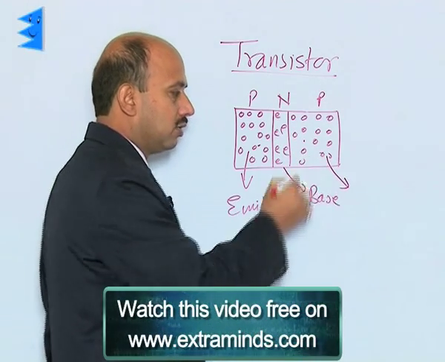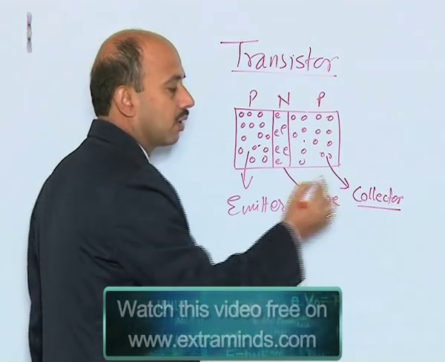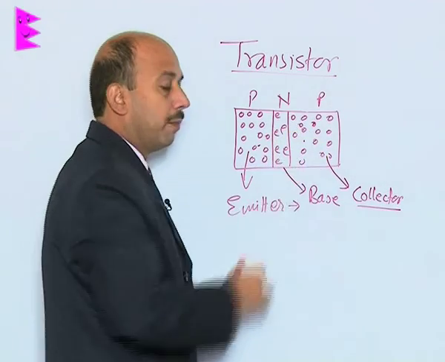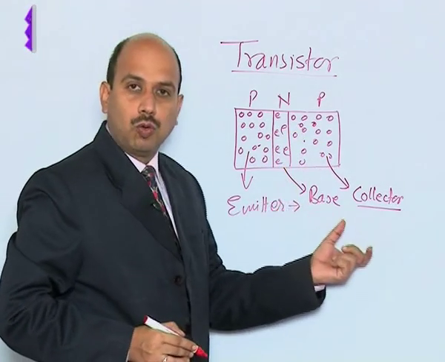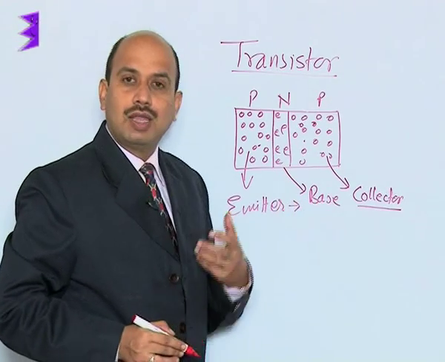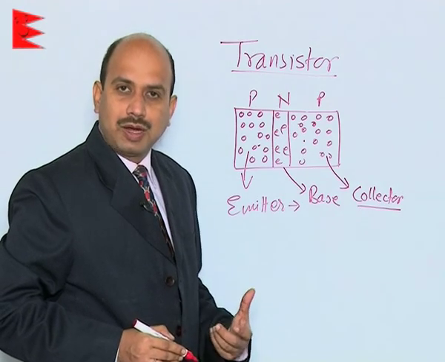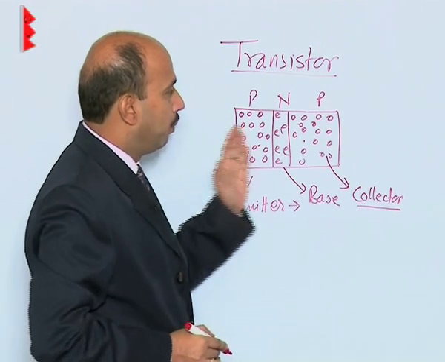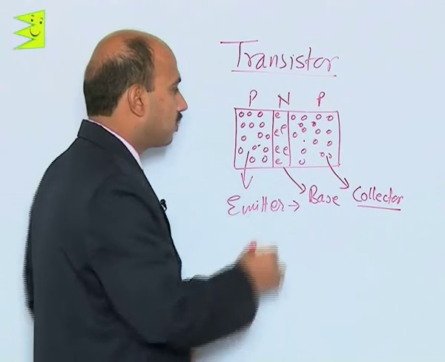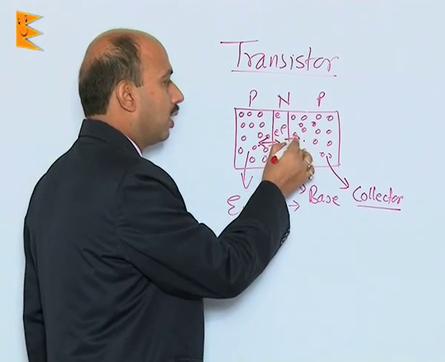Now see here the collector. This last part is known as the collector. This collector is a p type semiconductor, moderately doped, but large in size. Large in size because it has to collect more and more current carriers. So a transistor has three parts basically, two p type semiconductors and one n type semiconductor. There are two junctions. This is called the emitter base junction, and this one is called the collector base junction.